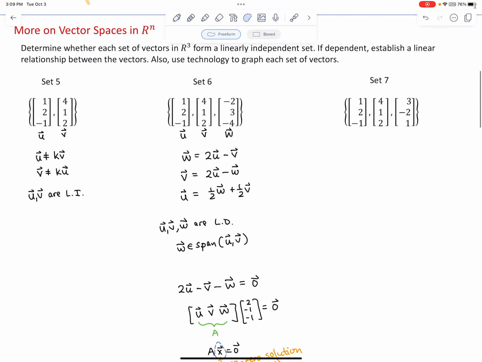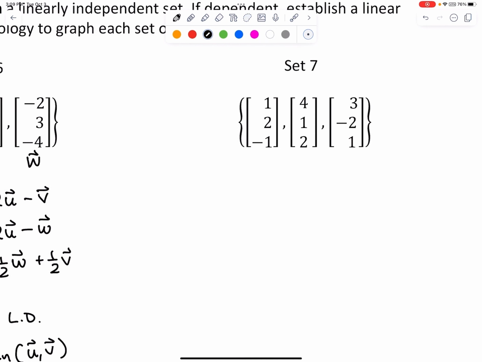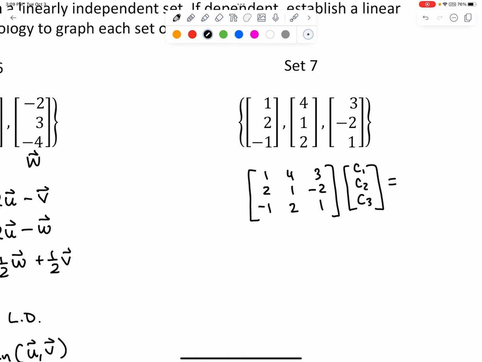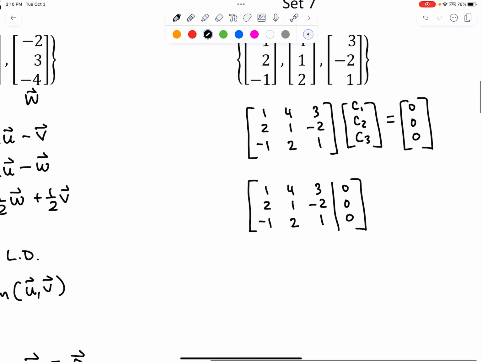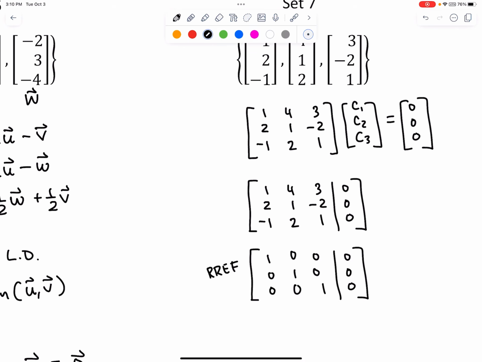Let's use this thinking on this next set, set 7. So I will form a matrix whose columns are these 3 vectors. And then we want to ask ourselves, can I find a non-trivial solution? Let's call this vector C1, C2, C3, such that when you multiply this matrix and this vector, we get the 0 vector. I'll convert this to an augmented matrix first, and then I'm going to use technology to put this in reduced row echelon form, and we will get the following.